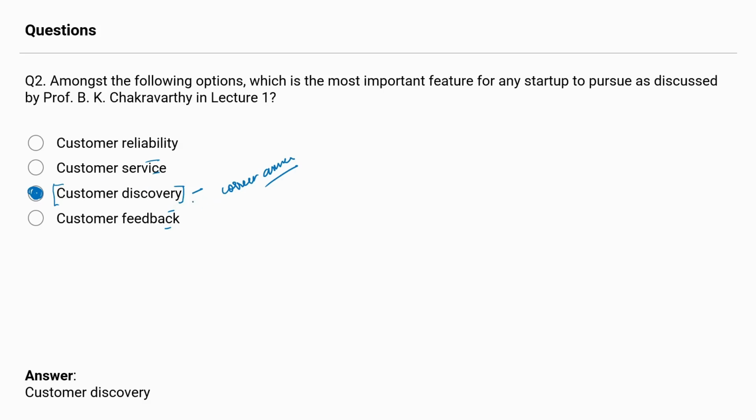Once your customers are discovered, once your product is already built, then comes your customer feedback, how the product is behaving, what are the challenges. Then comes your customer service. What are the issues they are facing, how to rectify that. Okay, so these are the things which come later in the stage of the entire product development cycle. The first thing which comes is the customer discovery. All right. So option C is the correct answer for question number 2.